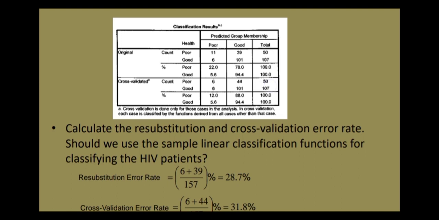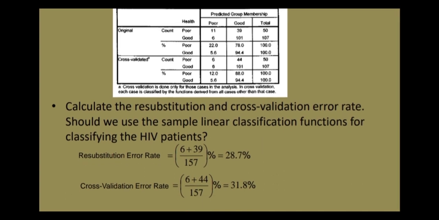Okay, so untuk nak cari resubstitution error rate, kita gunakan formula APER, which is the number of misclassified divide dengan total of observation. So untuk original 6 here plus 39 misclassified kan, divide dengan total of 50 plus 107. Okay, tukar dalam percentage, you akan dapat 28.7. So same with cross validation. Okay, we add the misclassified items, 6 plus 44, divide total of these items, 157, tukar dalam percentage, you akan dapat 31.8%.